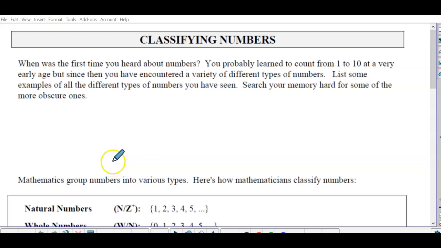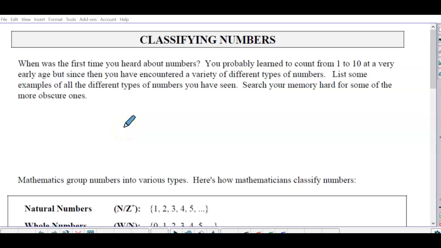Classifying numbers. So this is the first note sheet in this unit. So basically we are reviewing all the number systems and classifying numbers in the real number system. So let's take a look at the first part. When was the first time you heard about numbers?